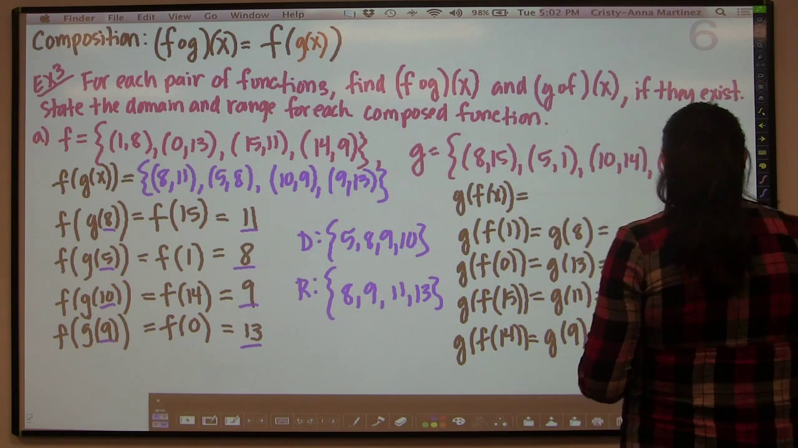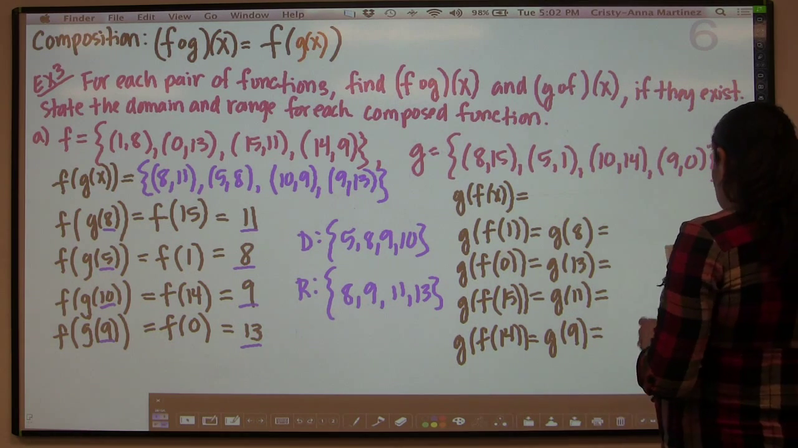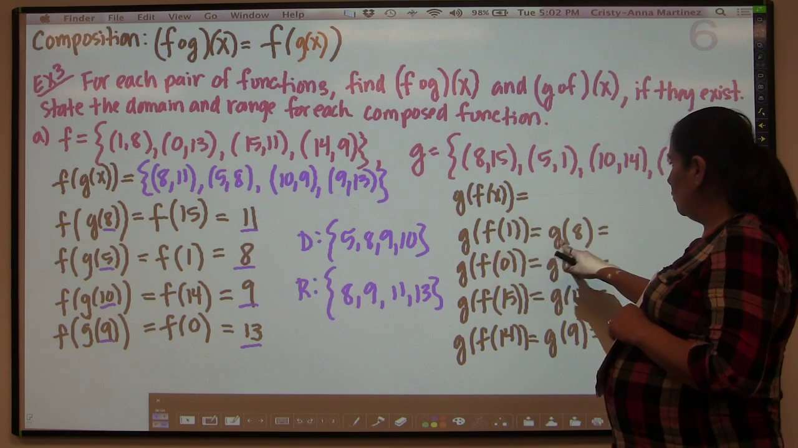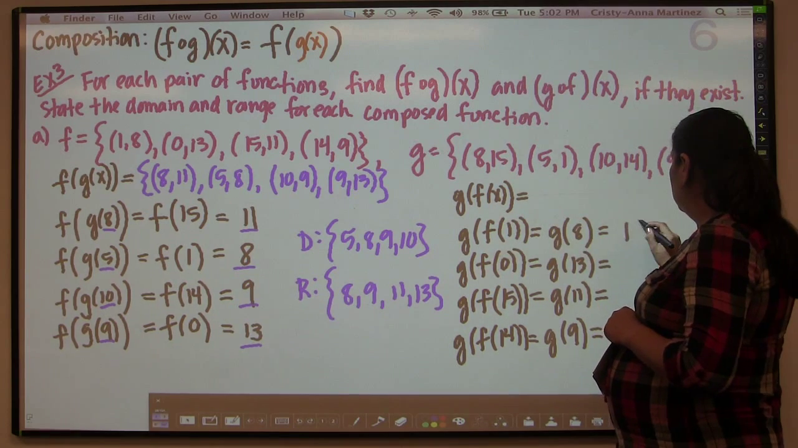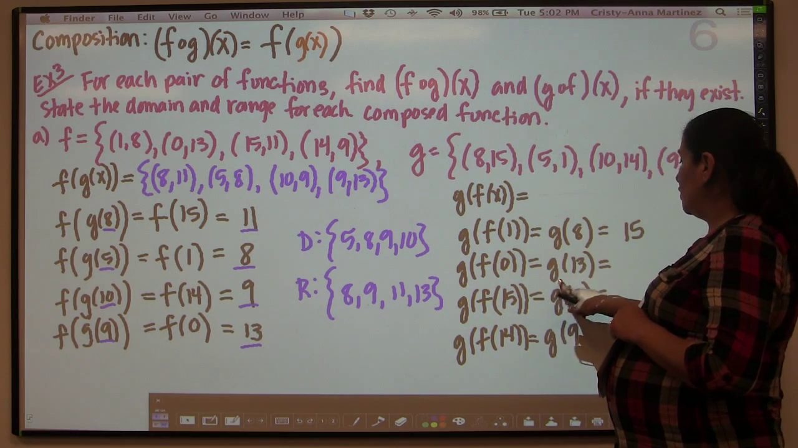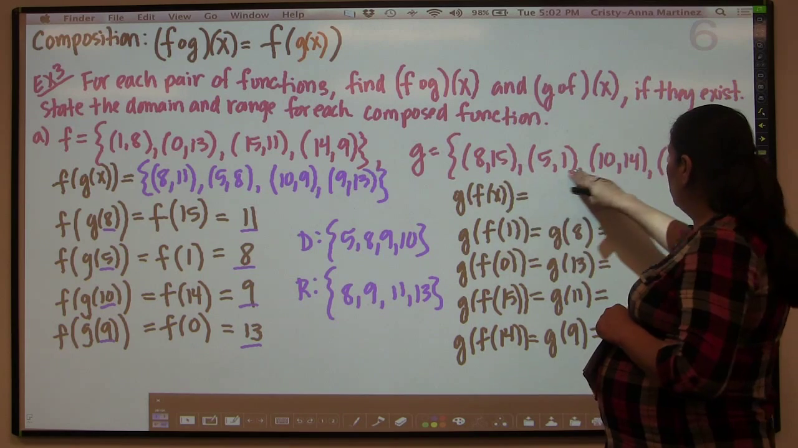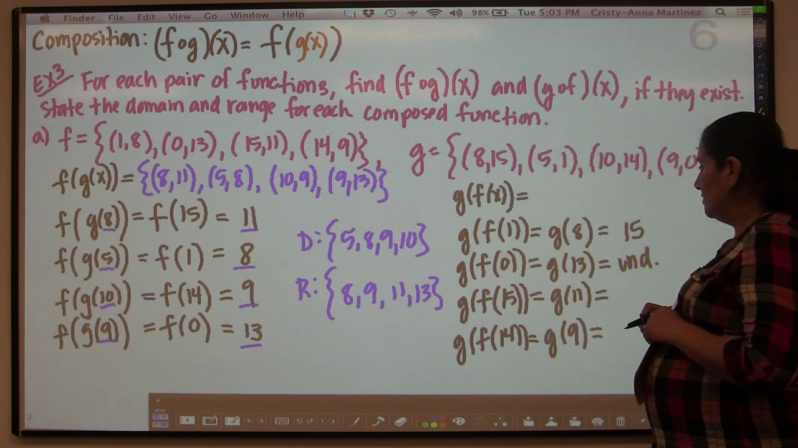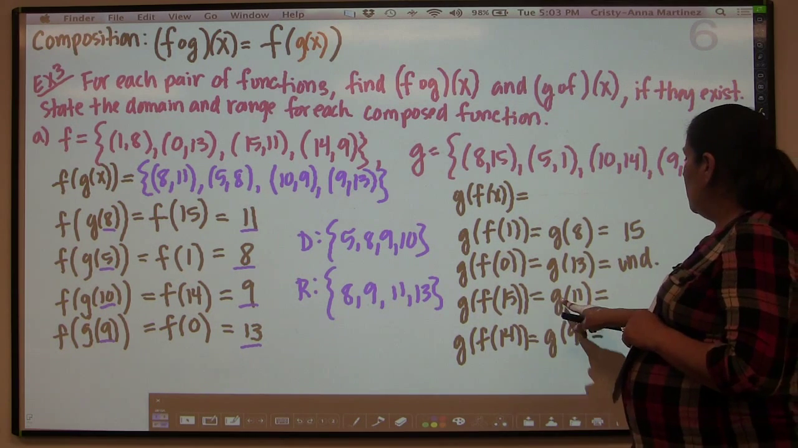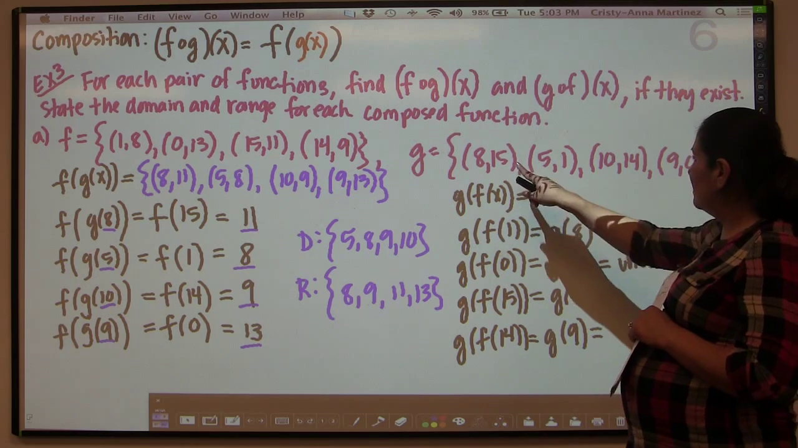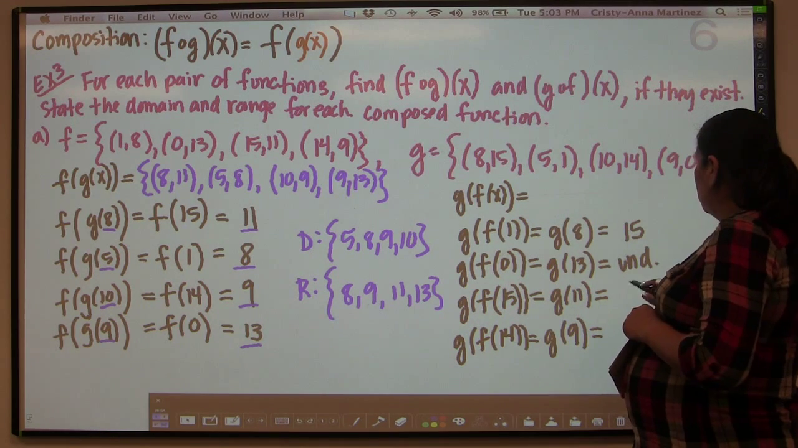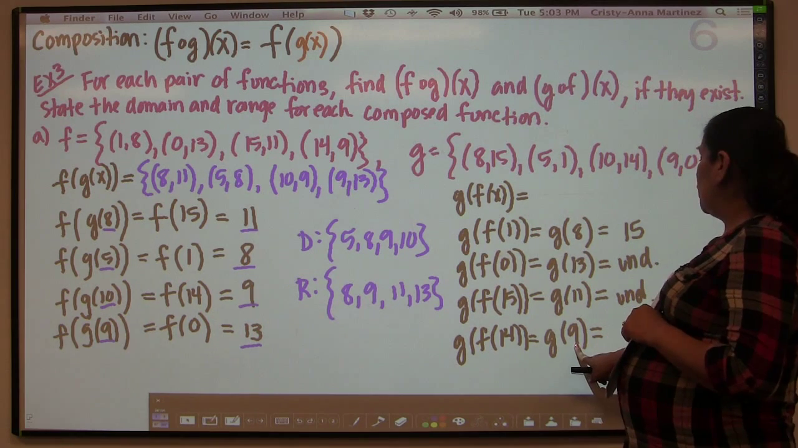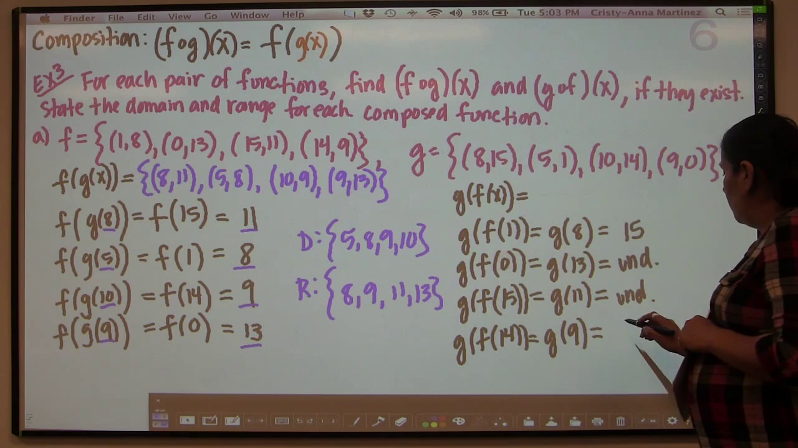So we have g of 8, g of 13, g of 11, and g of 9. So now g of 8 is what is the value of the g function when x is 8? 15. What is the value of the g function when x is 13? There is no 13 in the domain of g. So this value is undefined in this function. Same thing here, g of 11. 11 is not in the domain of the g function. So it's also an undefined value. And then lastly, g of 9, the value of the g function when x is 9 is 0.